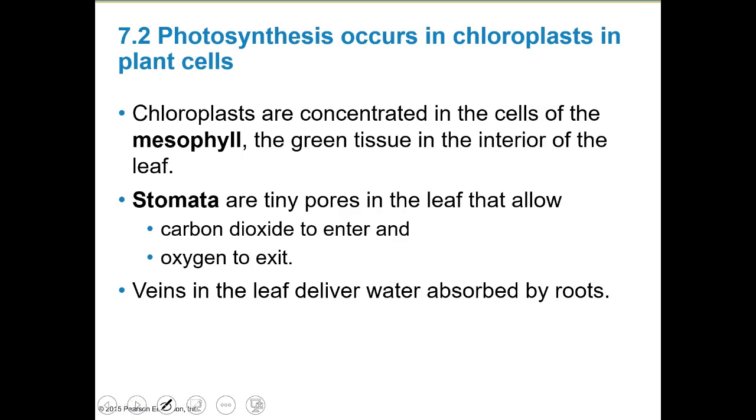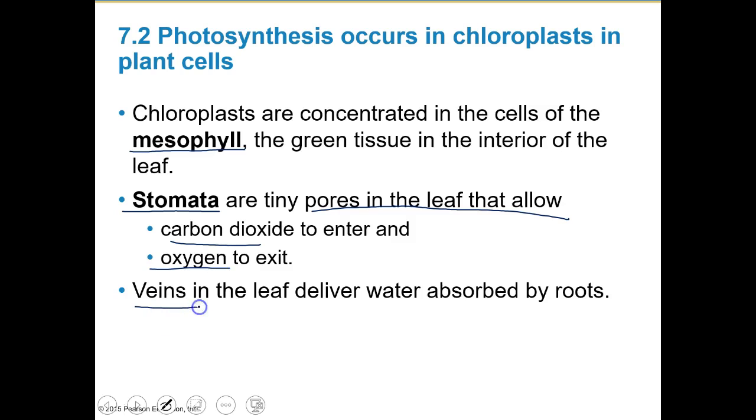So chloroplasts are concentrated in cells of the mesophyll. That's the green tissue in the interior of the leaf. Okay. We have stomata. These are tiny pores in the leaf that allow carbon dioxide to enter and oxygen to exit. So we have, through our nose and our mouth, we're able to breathe. That's our opening for gas exchange. Plants instead have pores in the leaf that allow for that gas exchange of carbon dioxide and oxygen.